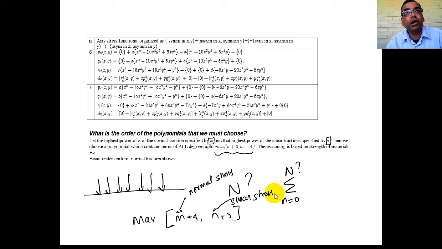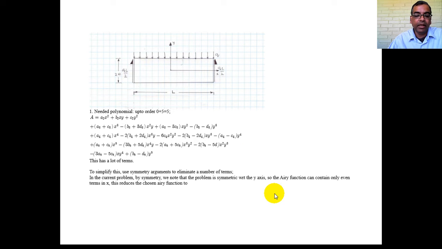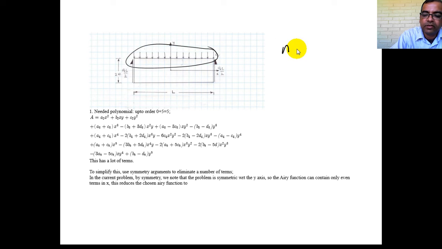Okay, at the top and bottom, strong boundary conditions. Then you're done. So let's look at an example. Here it is. Look at that. Normal stress uniform, which implies order is 0.